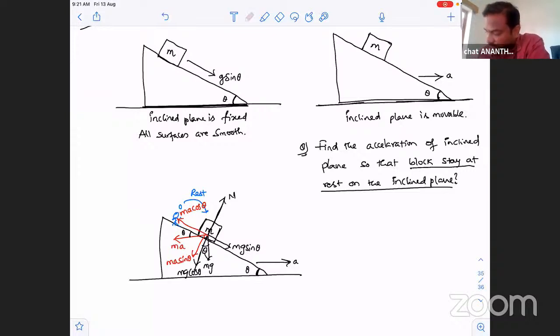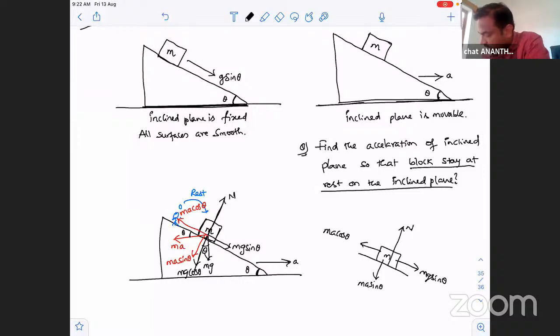Then on the block, what are the forces acting? If you want, you can draw them again. On the block, mg sin theta is acting downward along the incline, ma cos theta is acting upward along the incline, normal reaction is acting perpendicular to the incline, and this is ma sin theta and this is mg cos theta.